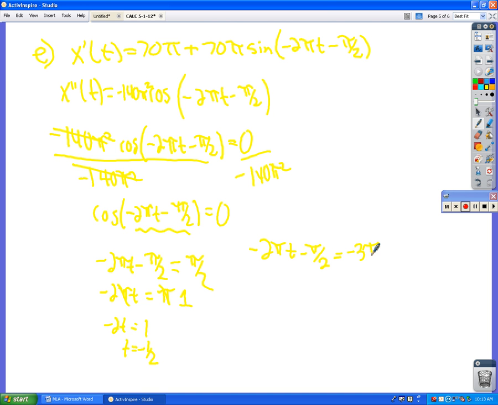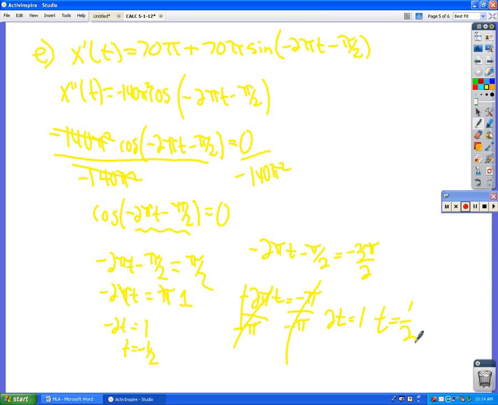Negative 3 pi over 2. Okay, so I have to add pi over 2 to both sides. No, negative pi. So negative 2 pi t equals negative pi. Divide by negative pi. So those cancel and the negatives cancel. So 2t equals 1. Hallelujah.